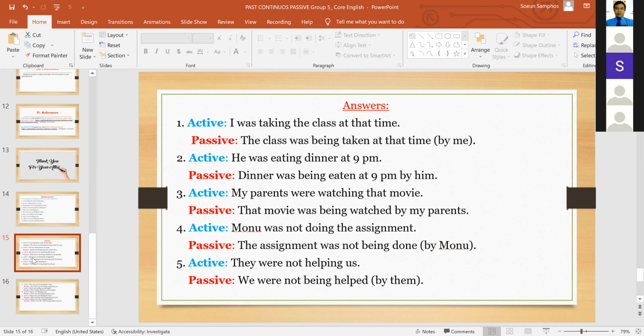Number 2, he was eating dinner at 9 p.m. The answer is dinner was being eaten at 9 p.m. by him. Number 3, my parents were watching the movie. The passive voice is the movie was being watched by my parents. Number 4, Manu was not doing the assignment. Passive voice: the assignment was not being done by Manu. Number 5, they were not helping us. Passive voice: we were not being helped by them.